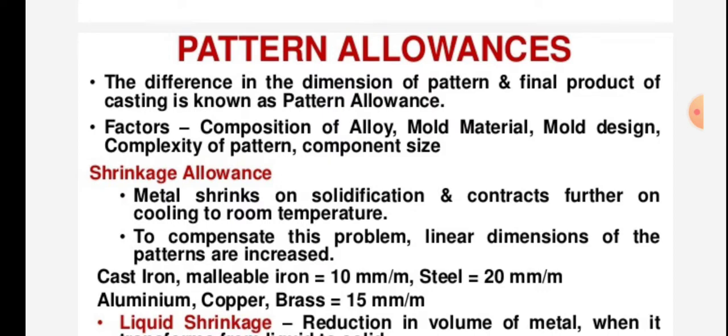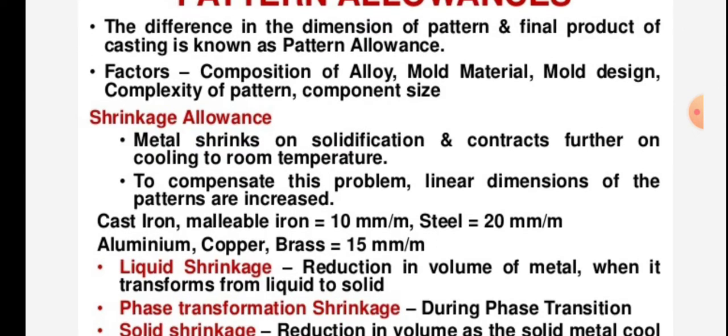Pattern allowances. Now we will see the pattern allowances. The difference in the dimensions of the pattern and the final product of casting is known as pattern allowance. Factors: composition of alloy, mold material, mold design, complexity of pattern, component size. Shrinkage allowance: metal shrinks on solidification and contracts further on cooling to room temperature. To compensate for this problem, linear dimensions of the pattern are increased.